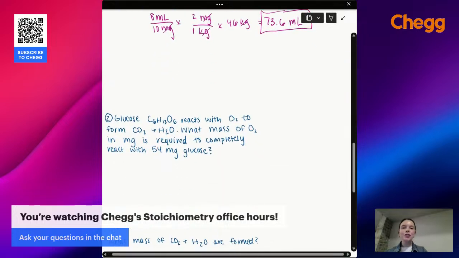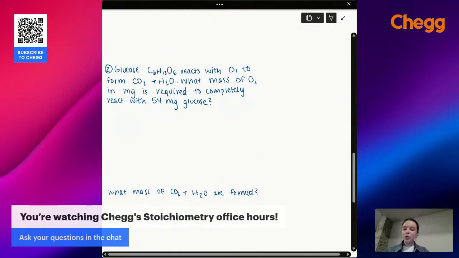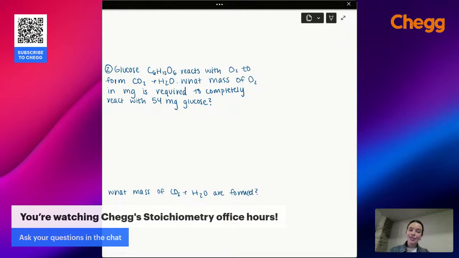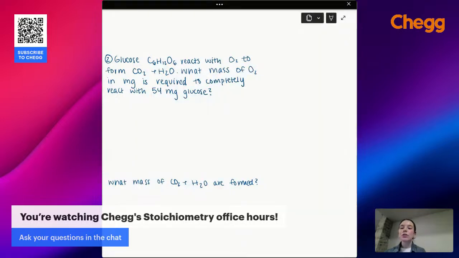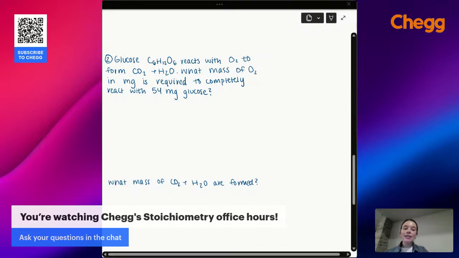Now, for all my chemistry, biology majors, whoever wants to work in a lab, if you want to be a science teacher, you might come across this. This is a problem for you of how you would apply it. So we have glucose, which is this right here, C6H12O6, reacts with O2 to form CO2 and H2O. What mass of oxygen in milligrams is required to completely react with 54 milligrams of glucose? All right, there's a few things we need in this problem.